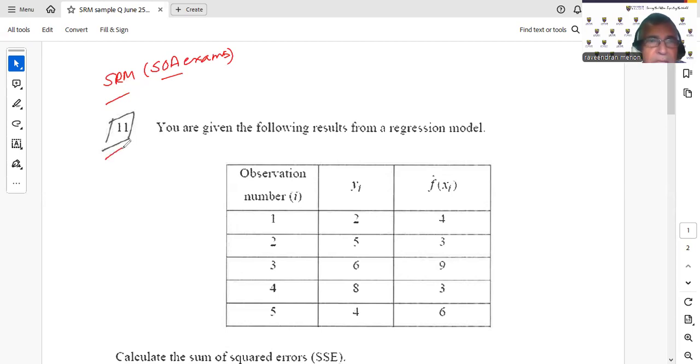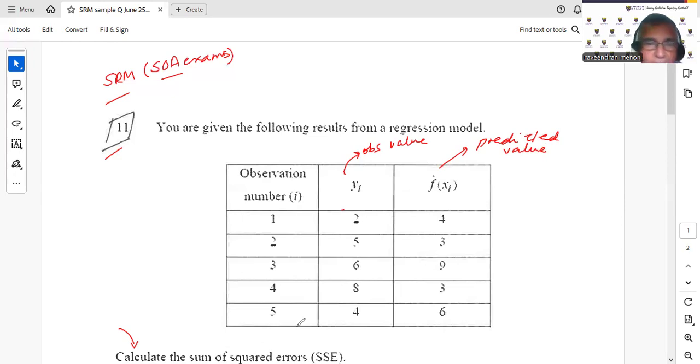This is question number 11. Let's breeze through it. You're given the following results from a regression model, and you're asked to calculate the sum of squared errors. What are we given? We are given the observed value, and we're given the fitted value, or the predicted value. So you want to find the sum of squared errors.